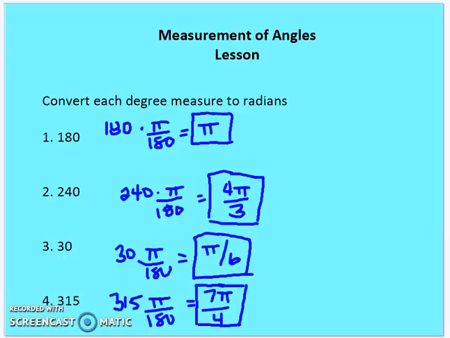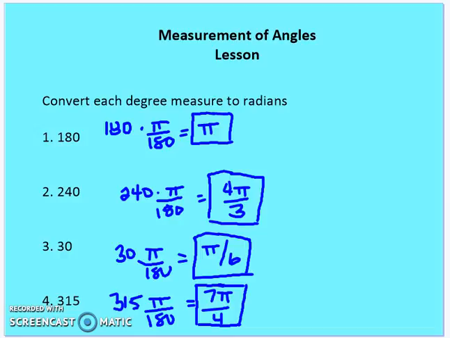All right, so we've converted each of these degree measures to radians. 180 times pi over 180 is equal to pi. 240 times pi over 180 is equal to 4 pi over 3. 30 times pi over 180 is equal to pi over 6. 315 times pi over 180 is equal to 7 pi over 4.